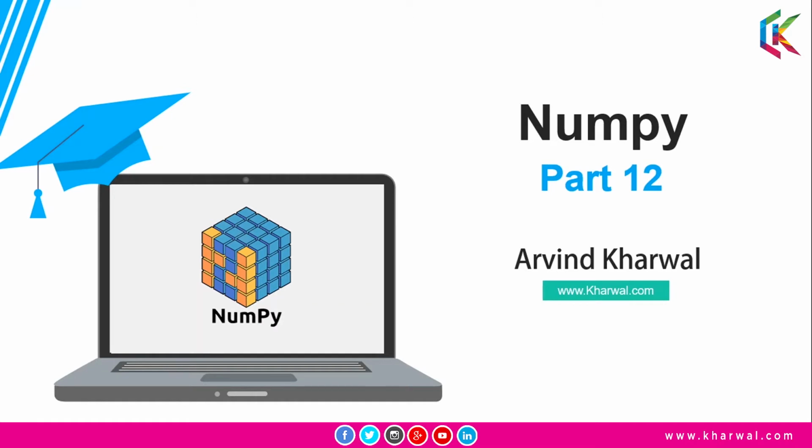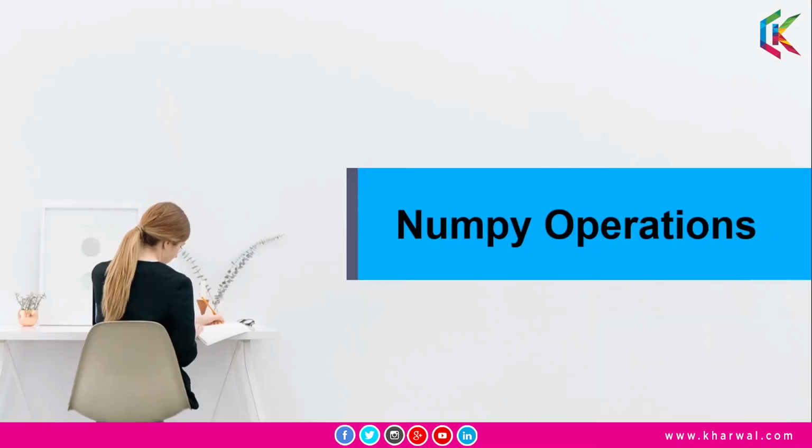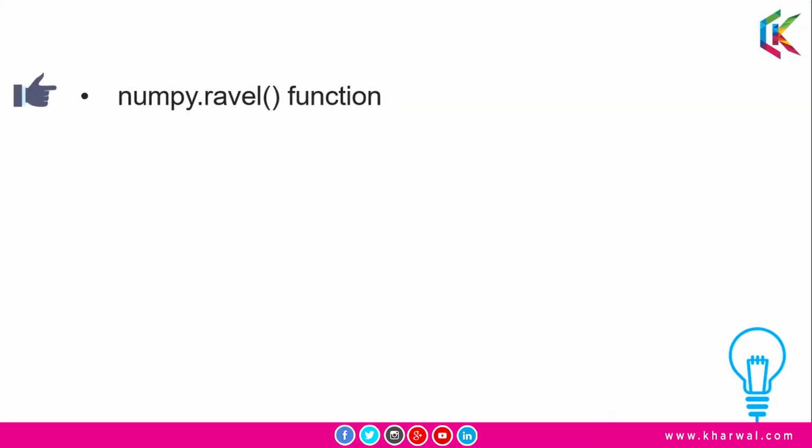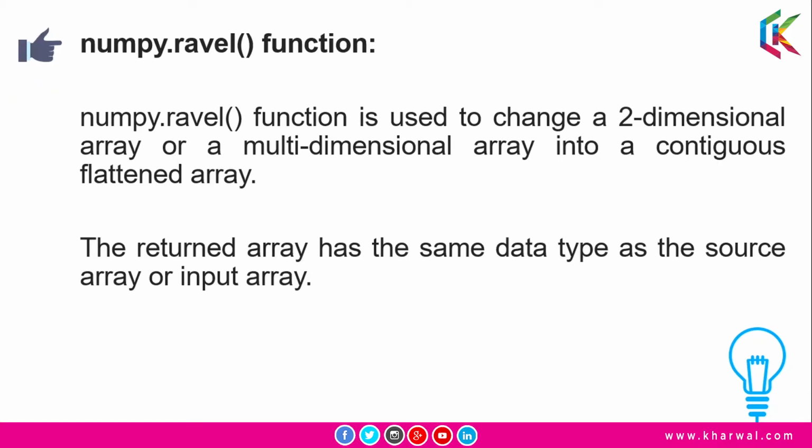And guys, we are discussing Numpy operations. So in this lecture we are going to discuss the Numpy ravel function. So let's go ahead and discuss this function. Basically, the ravel function is used to change a two-dimensional or multi-dimensional array into a contiguous flattened array, or we can say a one-dimensional array. The returned array has the same data type as the source array or input array.